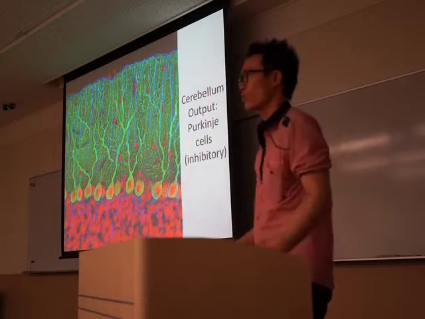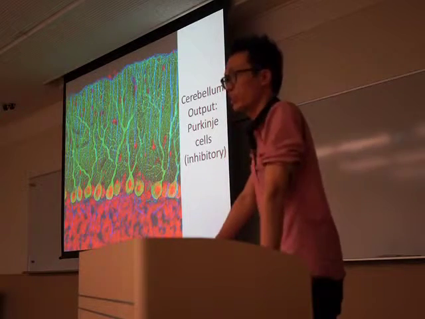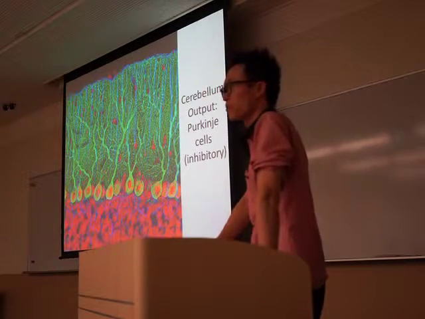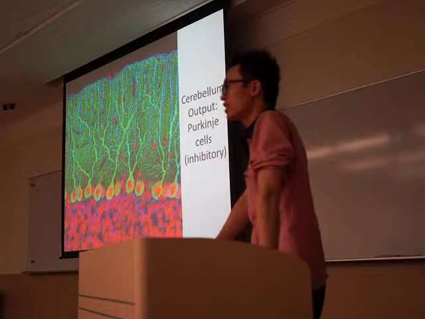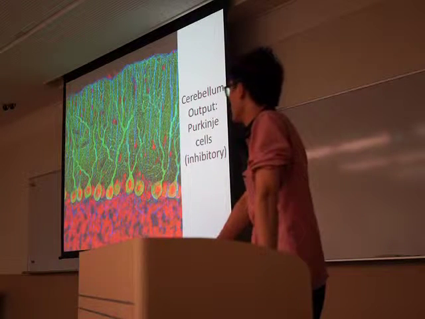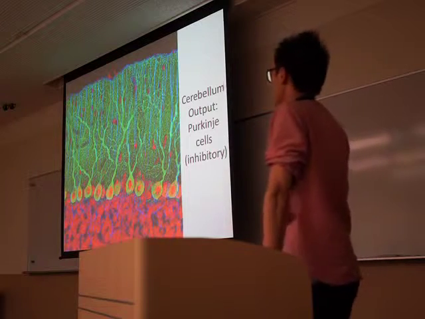So I promised to show you a picture of the Purkinje cell, and this is it. Again, this is the output layer of the cerebellum. These are actually inhibitory, like I was saying.